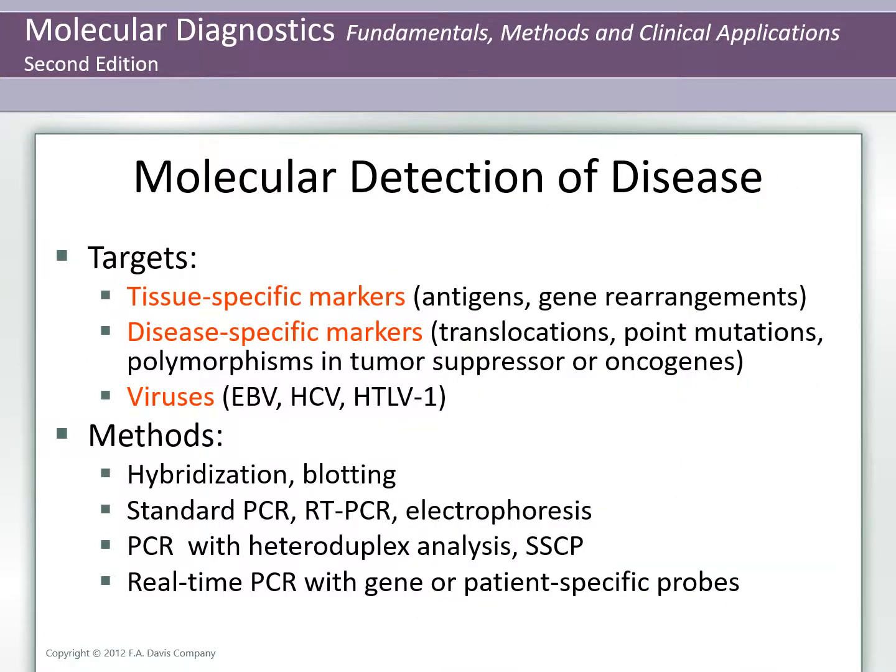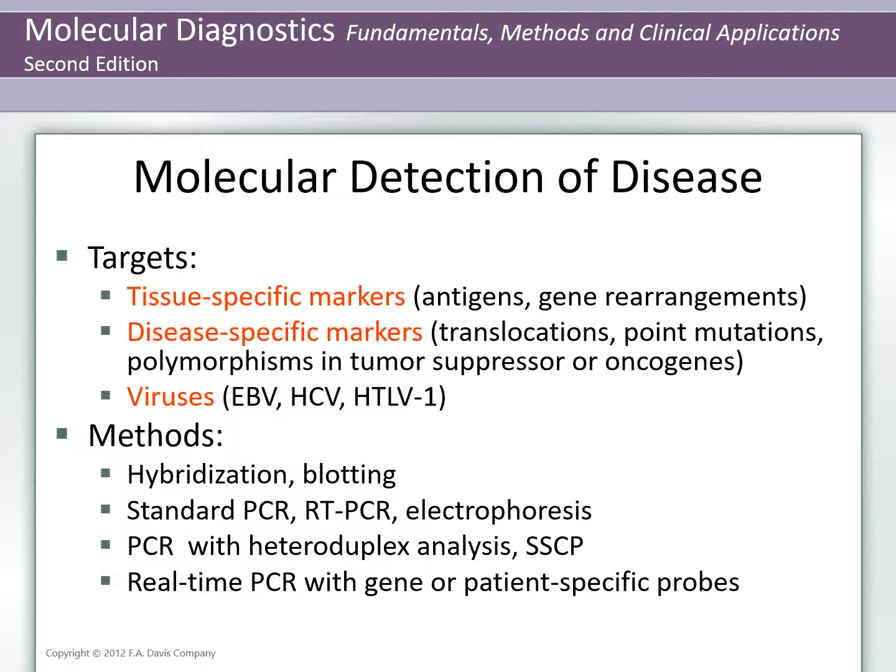Although not yet completely standardized, several tests are performed in almost every molecular pathology laboratory. These include tests that target various markers, such as tissue-specific markers, disease-specific markers, and viruses. Tissue-specific markers are molecular characteristics of the type of tissue from which a tumor arose. They can also be expressed on normal cells, so the presence does not always prove the presence of a cancer.